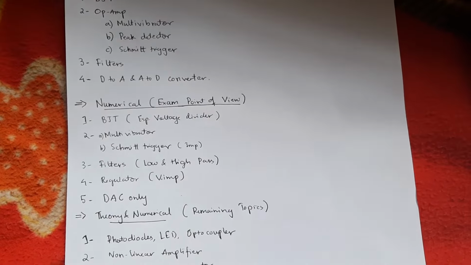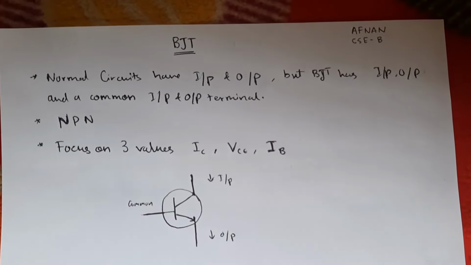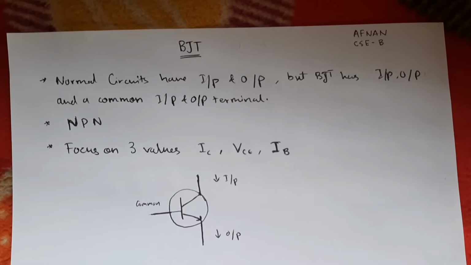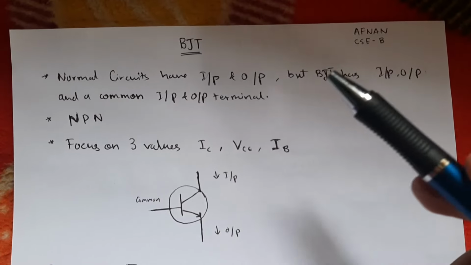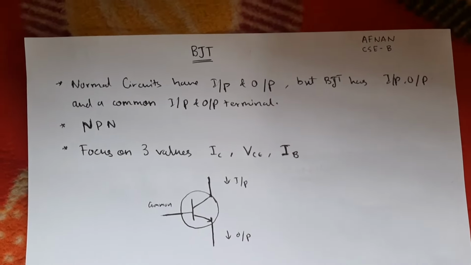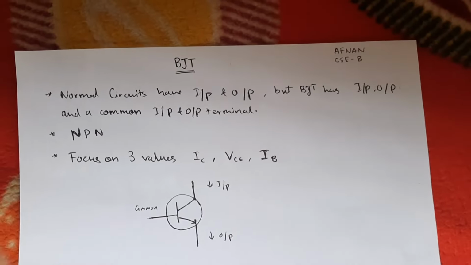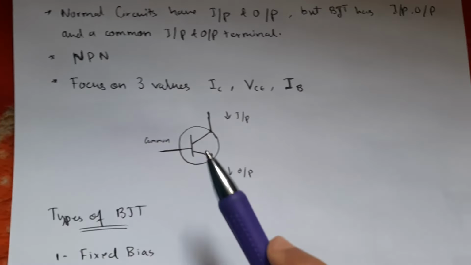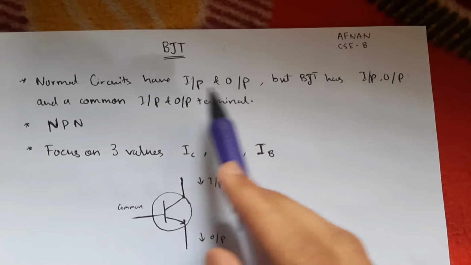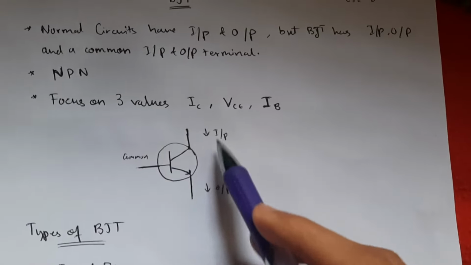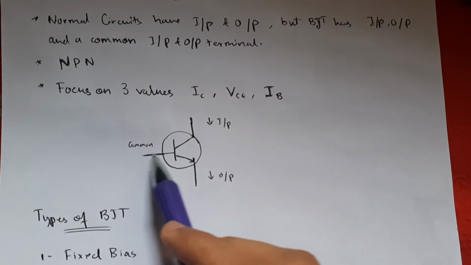So let's get started. The first topic is BJT. It's among the 4 major topics in our syllabus. In BJT there are 3 terminals, as you can see in this diagram. One is for input, one is for output, and another is a common terminal. Normally circuits have input and output, but in this it has input, output, as well as one common terminal, which is used for both input and output.